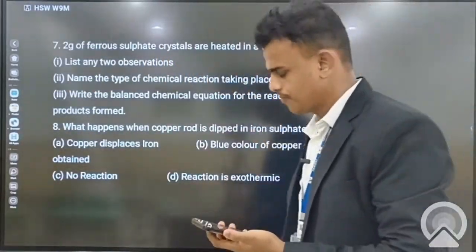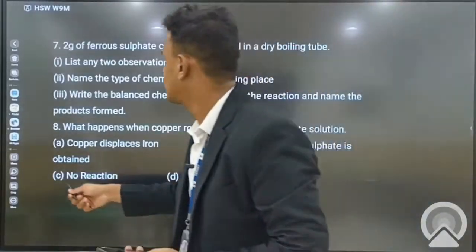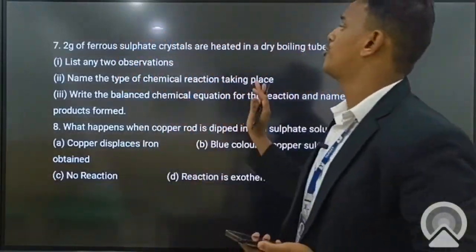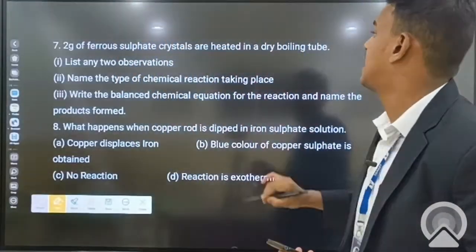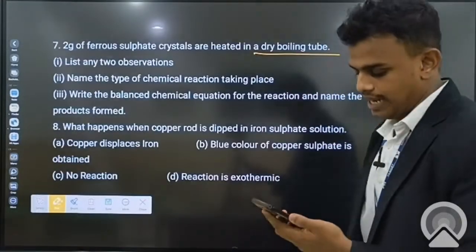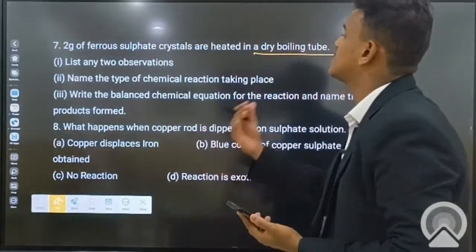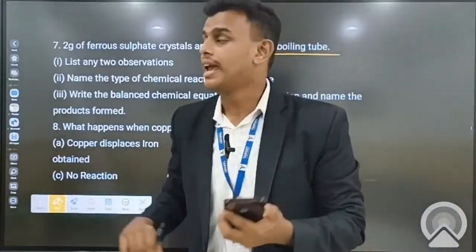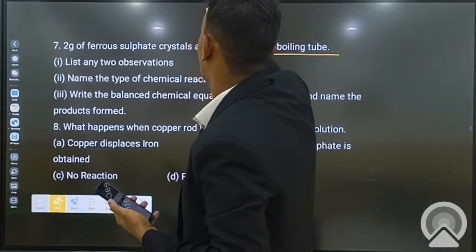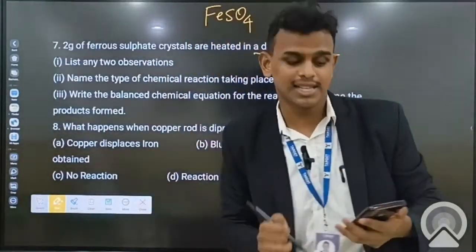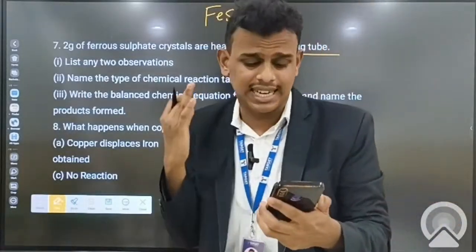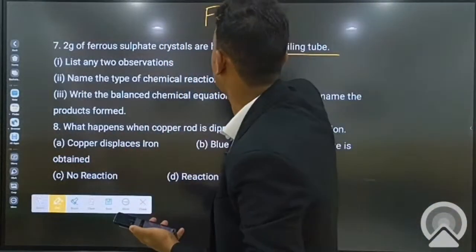Seventh question. 2 gram of ferrous sulfate crystals are heated in a dry boiling tube. List any two observations. What is the observation? Ferrous sulfate means FeSO4. What is the color of ferrous sulfate? A hydrated ferrous sulfate. What is the color? Color of ferrous sulfate is green.